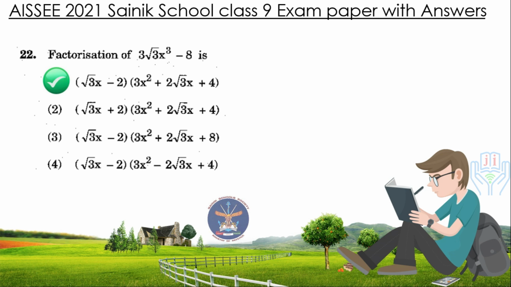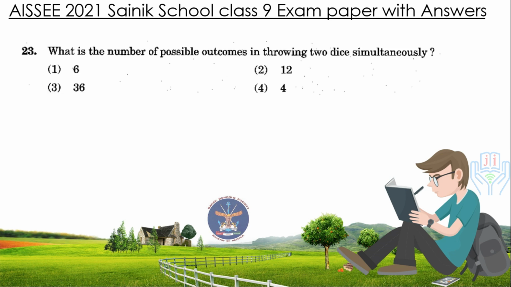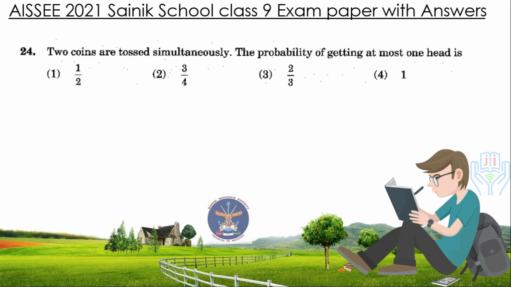answer option 1. What is the number of possible outcomes in throwing two dice simultaneously? Answer 36. Two coins are tossed simultaneously. The probability of getting at most one head is answer 3 by 4.